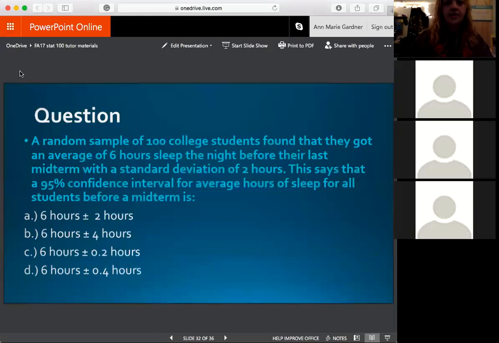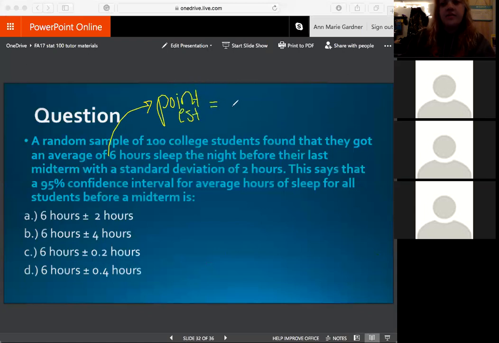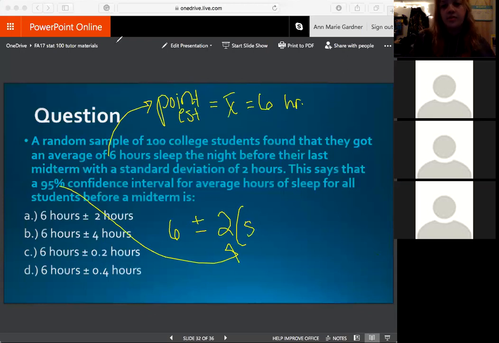Okay, good. Yeah, you guys are definitely on the right track. Here our average from the sample is our point estimate, our X bar, which is 6 hours. So we can start with that: 6 hours, and then plus or minus, but remember we have to take into account our multiplier. For a 95% confidence interval, our multiplier is 2, times our standard error, which is 2. That's why the answer would be B, because you want to make sure that you multiply the 2.